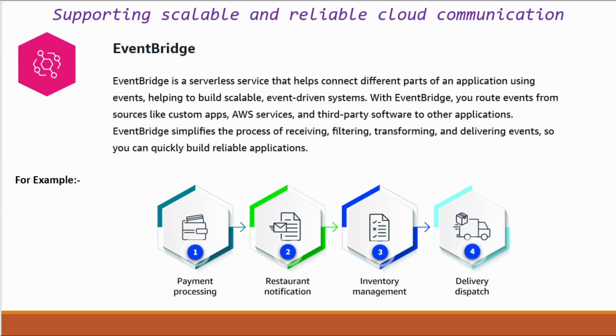This is how EventBridge can route events like order placed or payment completed to relevant services like payment, restaurant, inventory, and delivery. It can handle high volumes of events during peak times, making sure each service works independently.